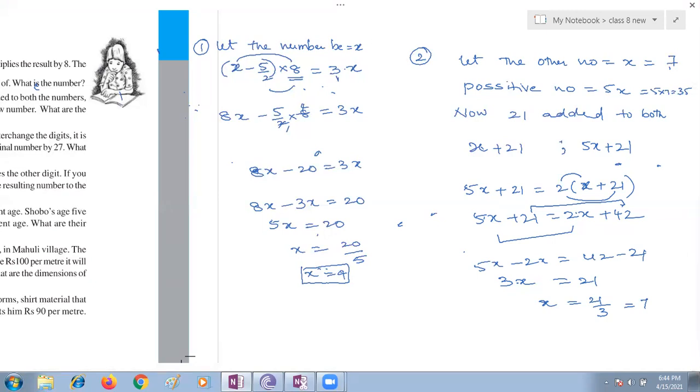Yes. One minute, children. Here the question is a positive number is 5 times the other number. We are taking the other number as x. The first step, we are taking the other number as x. Then the positive number is 5 times x according to our conditions. And then 21 is added to both the numbers. That means x plus 21 and 5x plus 21. Hope it is clear till there. Yes, ma'am. Sahu raised a hand. Any doubt? No, ma'am, it's clear.